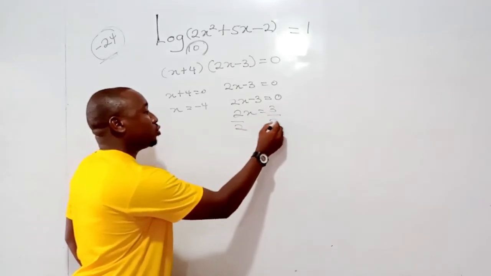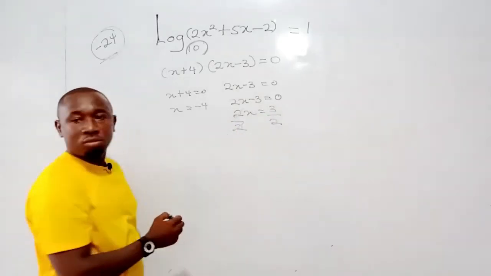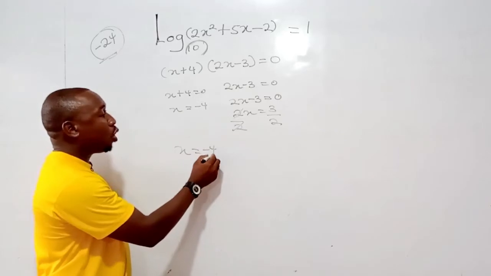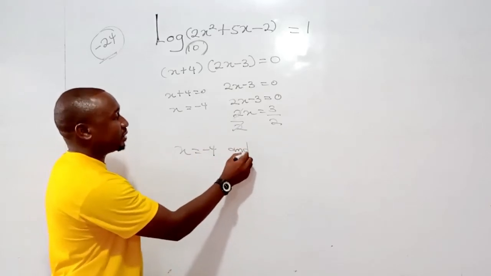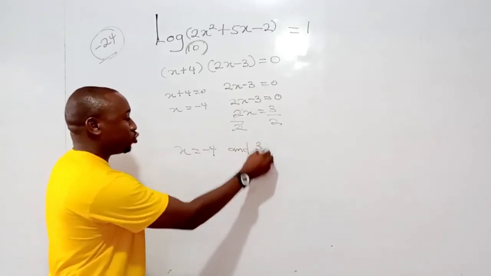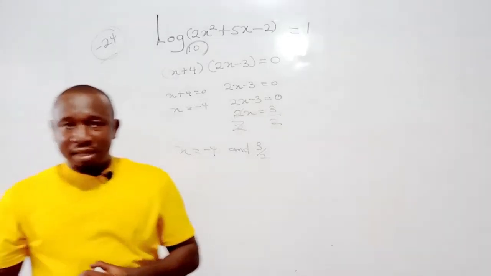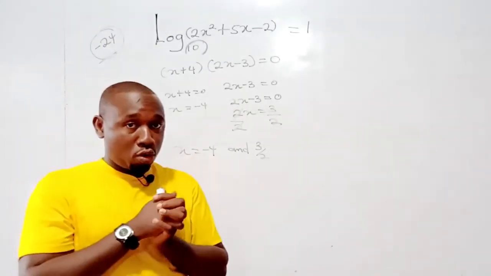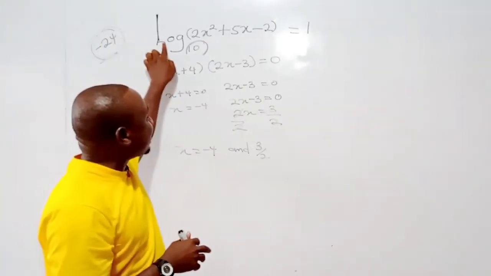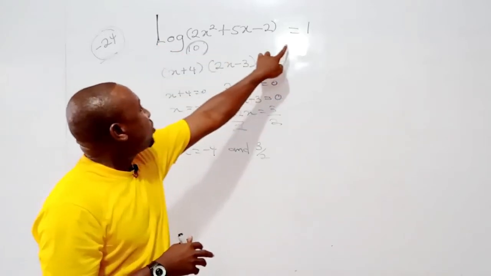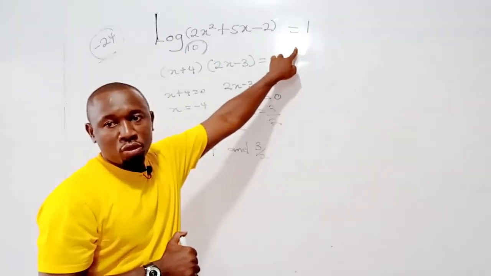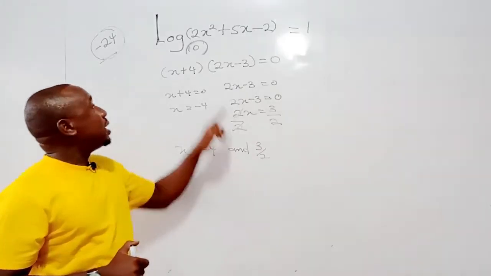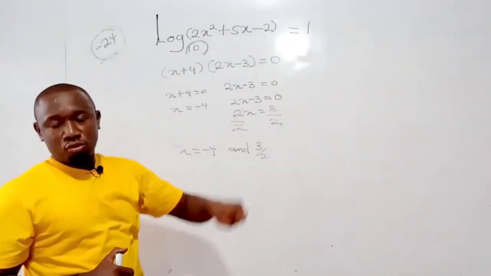You divide here by 2, and these 2 will cancel these 2. That means we have x is equal to negative 4 and 3 out of 2. The meaning is that when x is equal to negative 4, it will make this logarithmic equation true. When x is equal to 3 out of 2, it will still make this equation true.